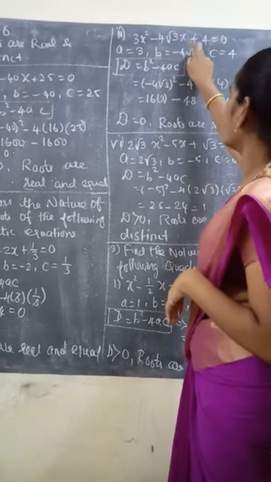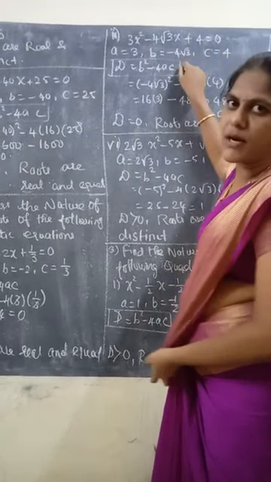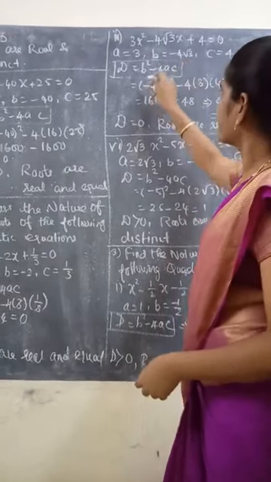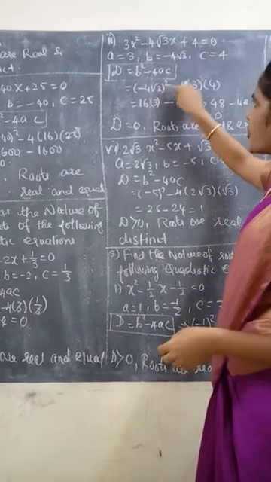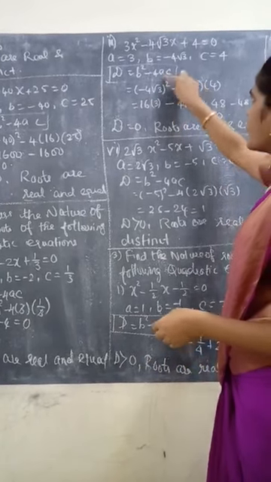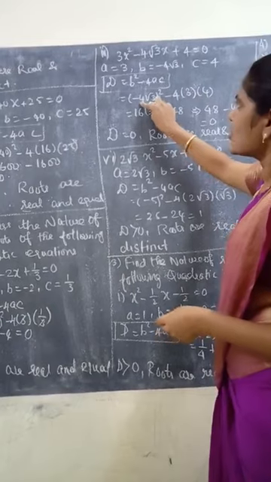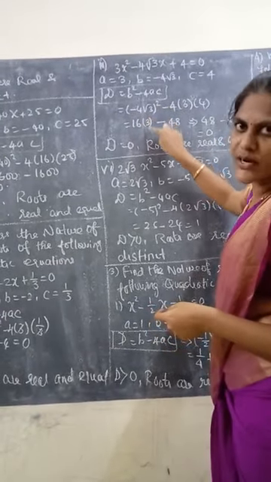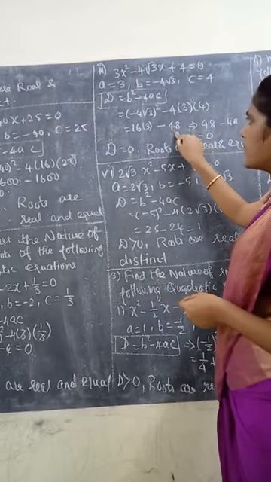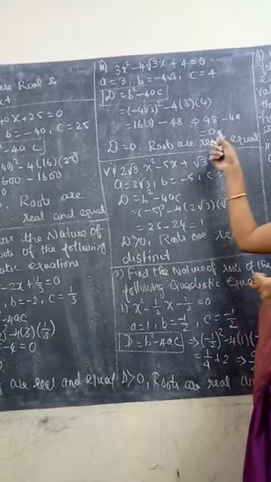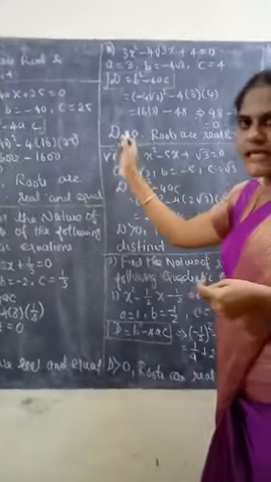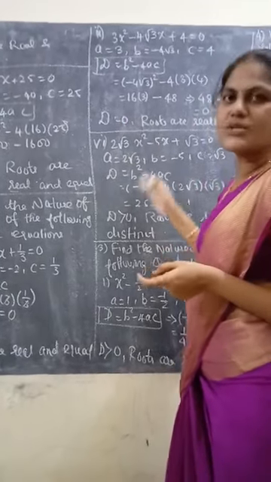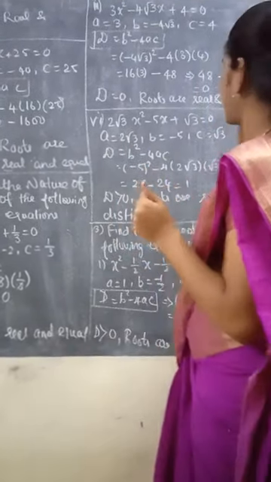What is a? 3. What is b? Minus 4 root 3. What is c? 4. Discriminant is b squared minus 4ac. So b value, minus 4 root 3 whole square, minus 4 into 3 into 4. Minus into minus is plus. 4 squared is 16, root 3 squared is 3. Minus, if you multiply, 48. So 48 minus 48 equal to 0. So the discriminant is equal to 0, so the roots are real and equal.